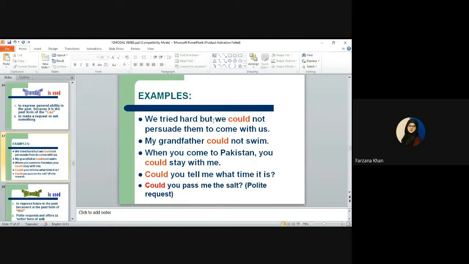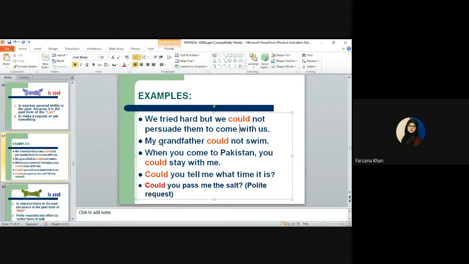We tried hard, but we couldn't persuade them to come with us. Right? In this sentence, could has been used to tell the ability, or rather the inability, that we couldn't. In the next sentence, could is used in place of can in past tenses to tell the ability of someone or something.